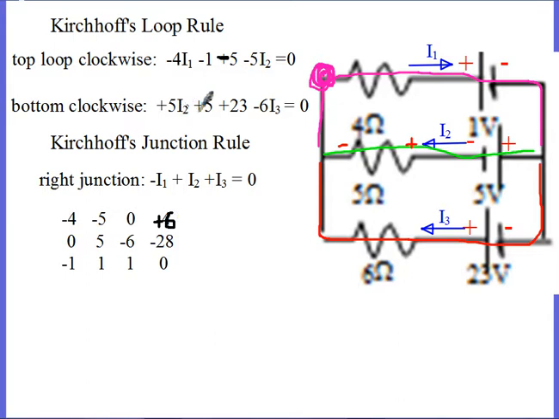This equation here has no I1s. It has 5 I2s, negative 6 I3s, and this is 28, but move it to the other side of the equals, so we write a negative 28, and this one here is negative 1, positive 1, positive 1, and a 0 on the other side of the equals. Then you can put this into your calculator and do reduced row echelon form on this matrix.